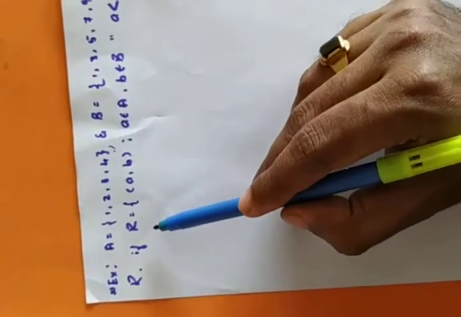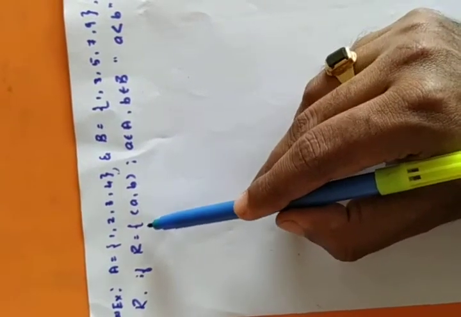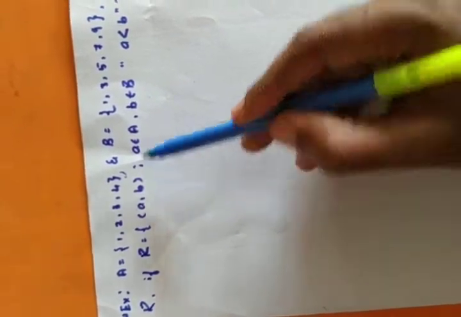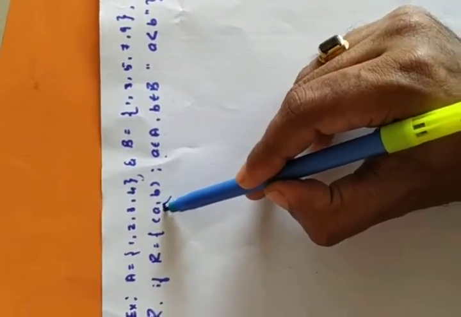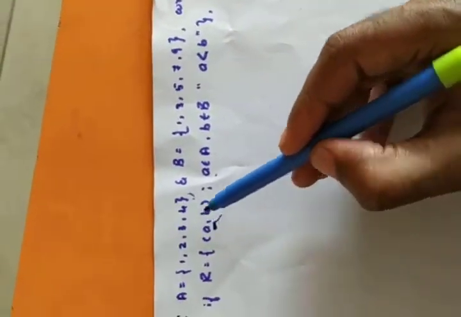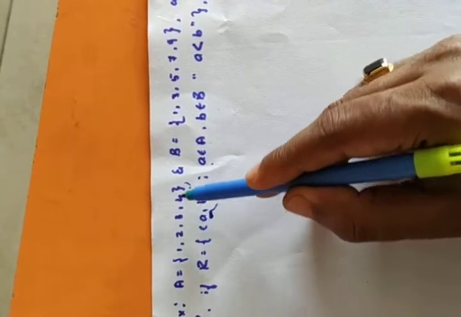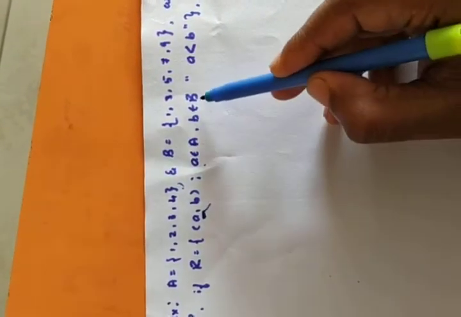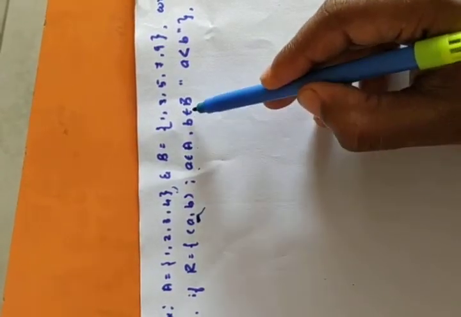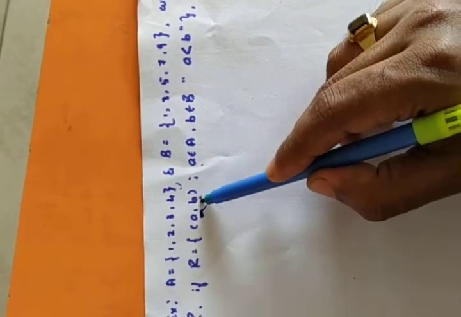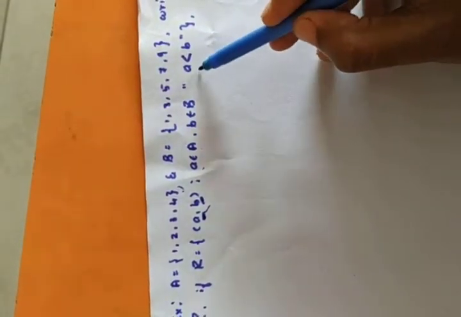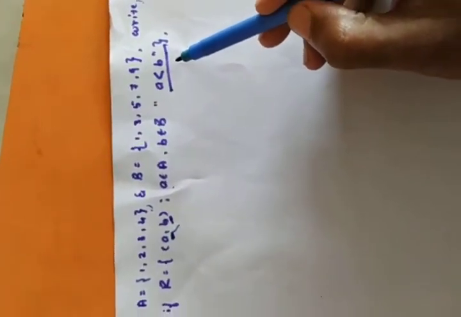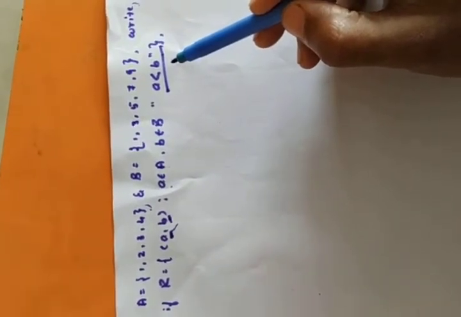R is equal to the pair (a, b) where A is from the set A, so A means we have to choose from 1, 2, 3, 4. B is the second element, from set B, that is 1, 3, 5, 7, 9, each and every element. The relation they have given is A lesser than B. A should always be lesser than B.